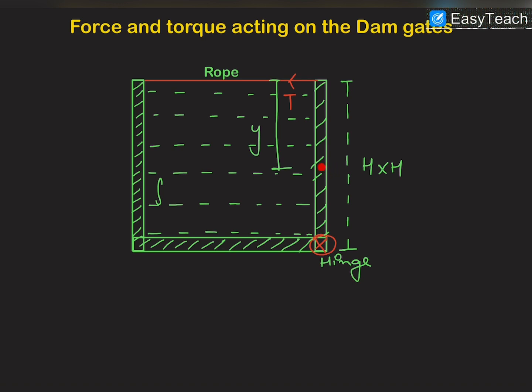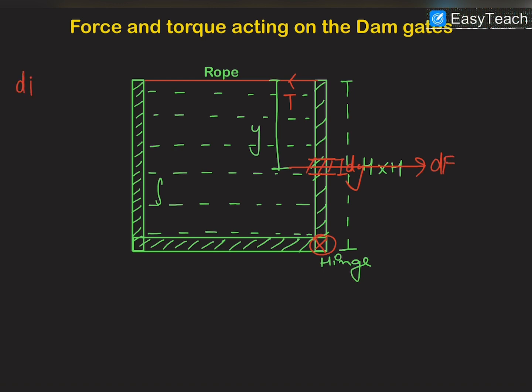So we can ignore P naught, as the net force due to P naught on both sides of the wall will cancel out, and the net force acting on the wall will only be due to the liquid. So we have to consider an element for integration. Let us consider an element of width dy, and the width of this element is equal to the width of the wall, which is h.